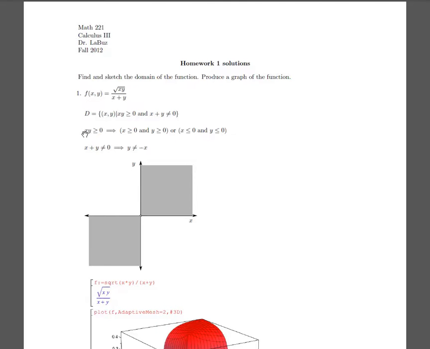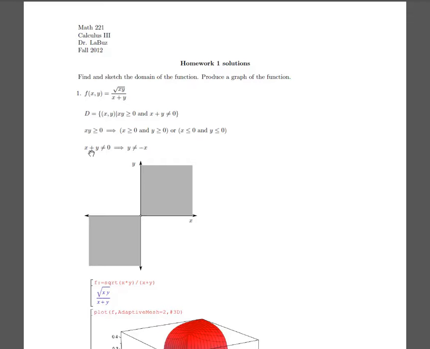Now the condition x times y greater than or equal to 0 gives us two conditions. We have either they're both greater than or equal to 0, or they're both less than or equal to 0. And the idea is that they need to have the same sign, but we do allow for them to be equal to 0. And these two conditions give us the two regions shaded here.